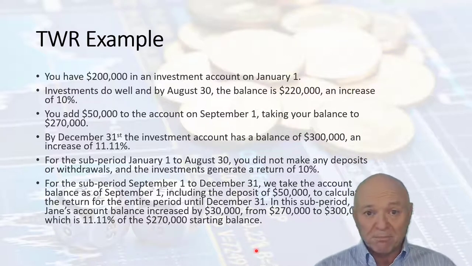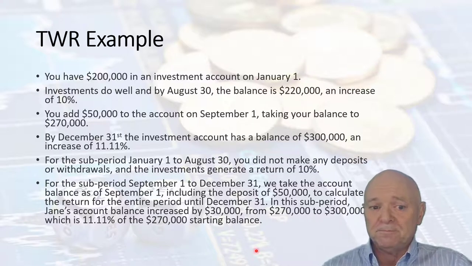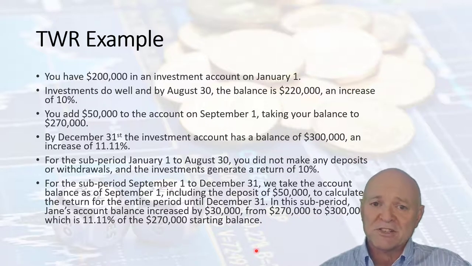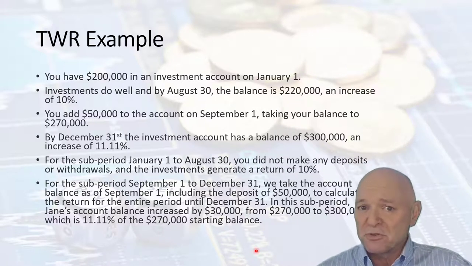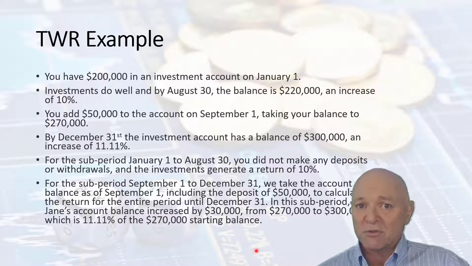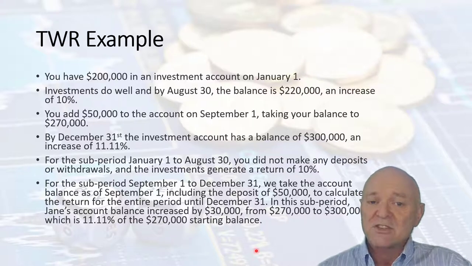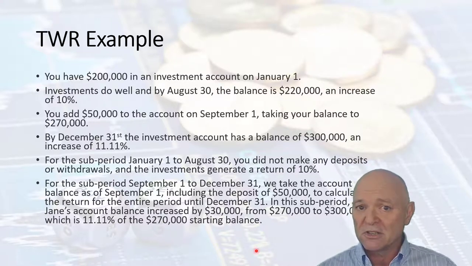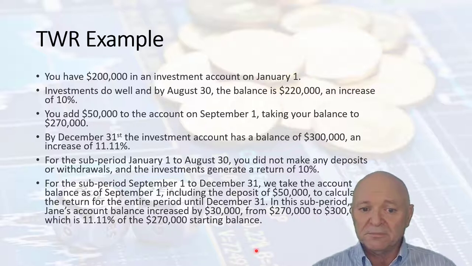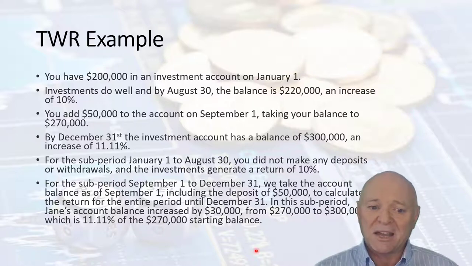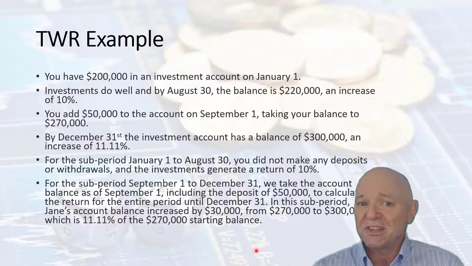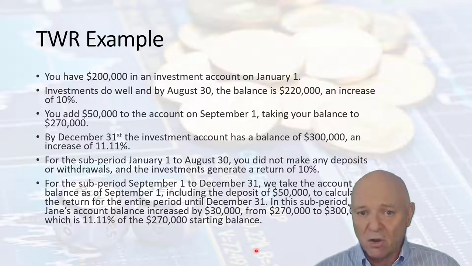In this example, in fact, both the examples that we'll see today, we start off with an investment of $200,000 in a stock, in bonds, in whatever. Your investments do very well, and after about 8 months, the balance of your investment account is $220,000. So you've seen an increase of $20,000, 10%. By the end of the year, 4 months later, the account has a balance of $300,000, but that's partly because you put in an additional $50,000 in new investment on September 1st.